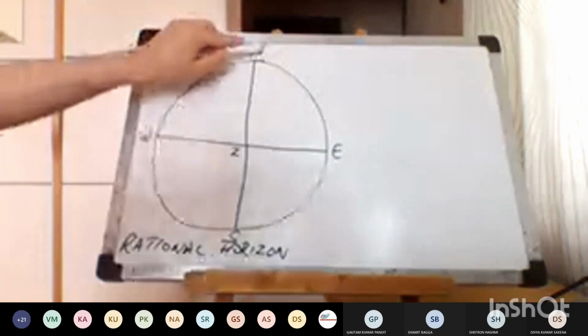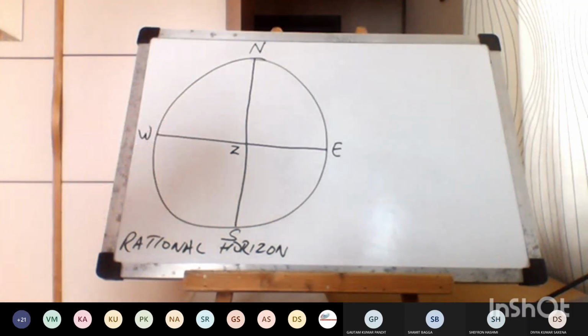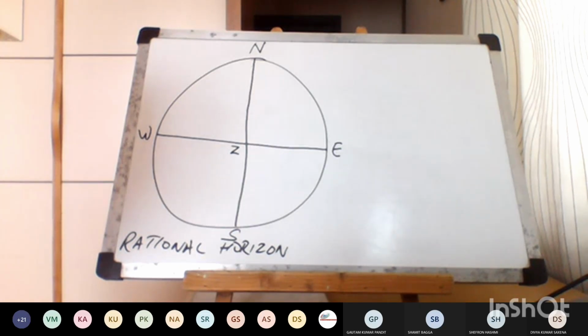What is this line NZS? What would you call this line? Principal vertical. So, observer's meridian. The meridian runs from the North Pole to the South Pole in a north-south direction, and any meridian passing through the observer is called the observer's meridian. Very good. What is WZE? Prime vertical. WZE is the prime vertical.